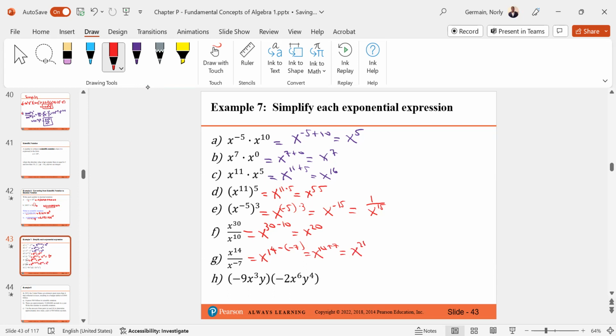When we have the same bases in a product, we can multiply these two. We have -2 times -9, see, -2 times -9, and we have x^3 times x^6, y times y^4. Two negatives give you positive 18. x power 3 plus 6 is 9. y^1 plus 4 is 5.